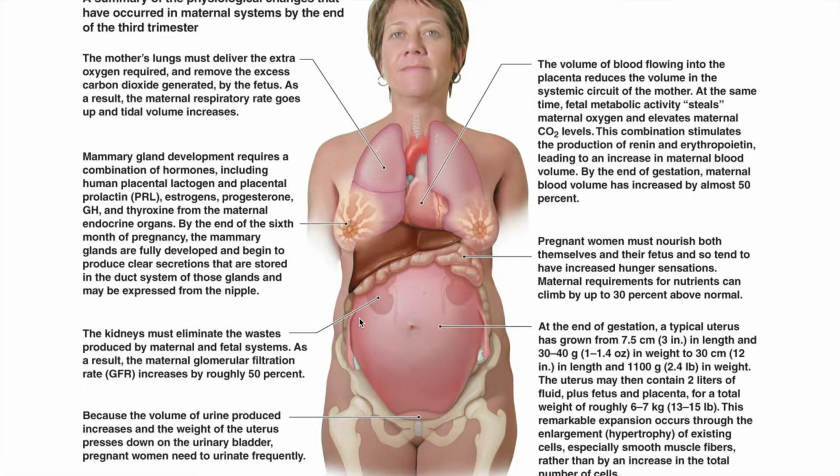Not only is the amount of urine they produce increasing, but the uterus is squishing their bladder. Pregnant women need to eat about 30% more nutrients to feed the fetus. And the uterus grows from, in a non-pregnant woman, about 3 inches and weighs 1 ounce. And in a full-term woman, it's about 12 inches and 2.4 pounds.